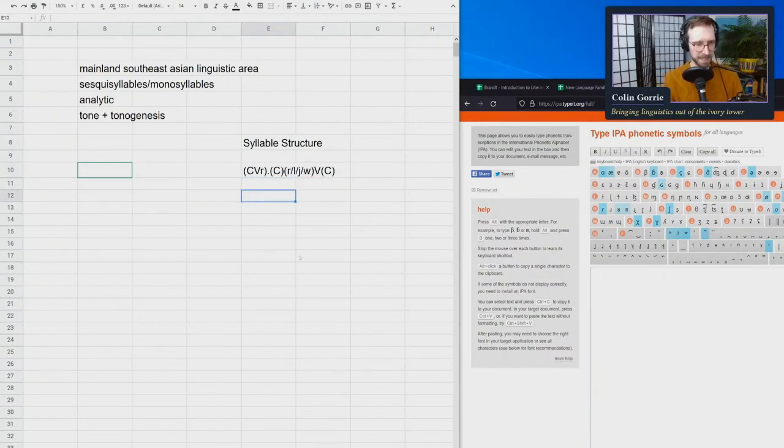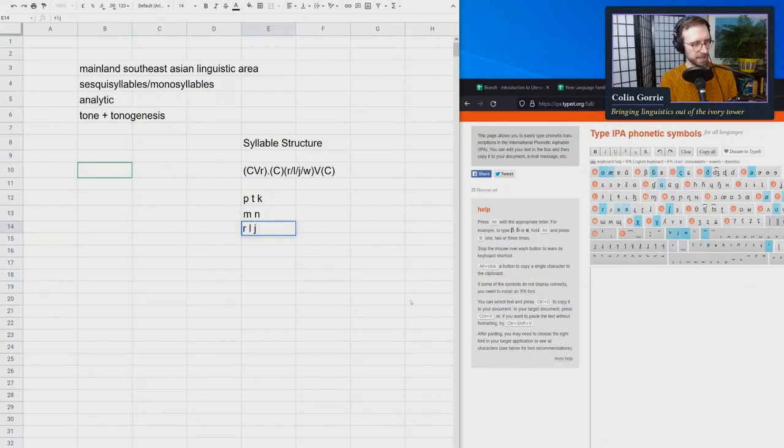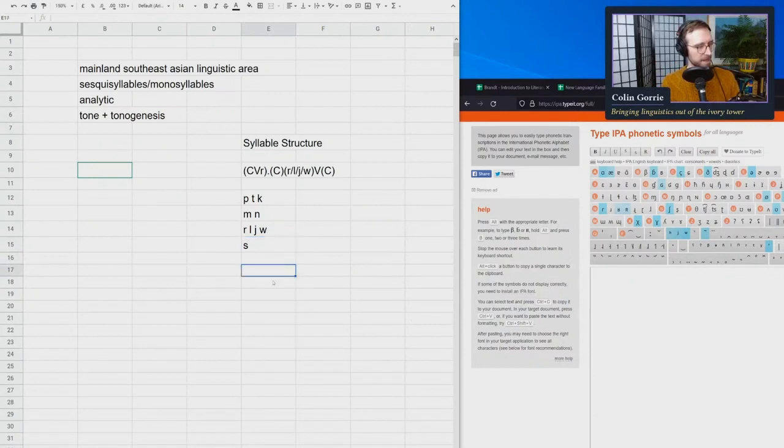Too abstract. Let's make some examples. So assuming that we're going to have at least pataka, mana, ralayawa, and sa. We'll have more than this, but these are a fairly safe bet.